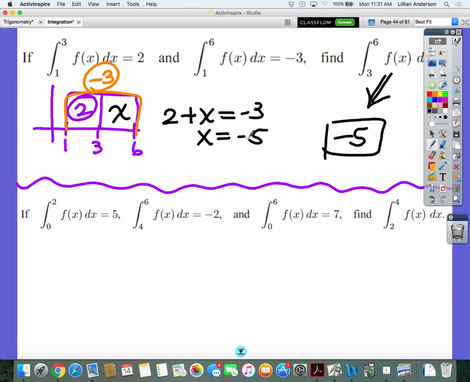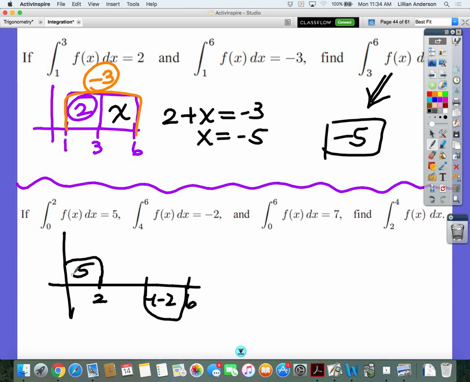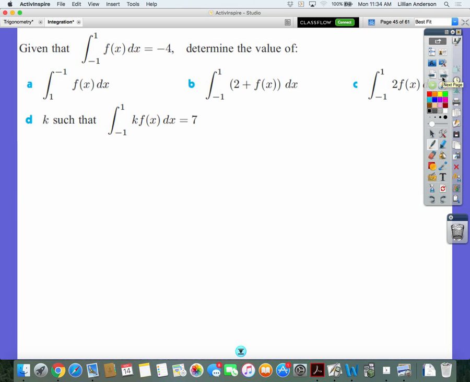I want you guys to try the bottom one. Do this one on your whiteboard. You know that from 0 to 2, you have an area of 5. And then from 4 to 6, you have a negative 2. So you're basically trying to figure out this middle part here, because you know the whole thing is positive 7. And so yes, your answer would have to be 4. Questions? So Brian has a question.